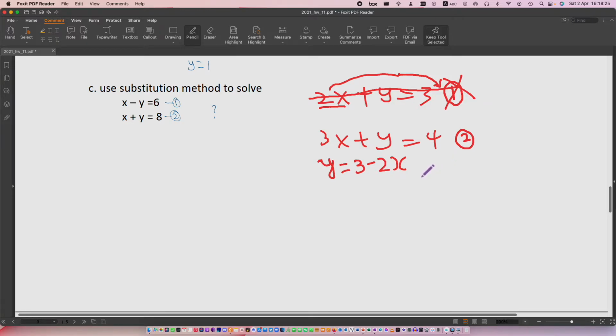Okay, now, can you see that you have a y here? Then you can delete the y. Cross out the y here, cross out the y there. So when you cross out the y, you need to fill the y with the 3 minus 2x. So what you get? Yep, with a bracket. Very good. Then open the bracket.